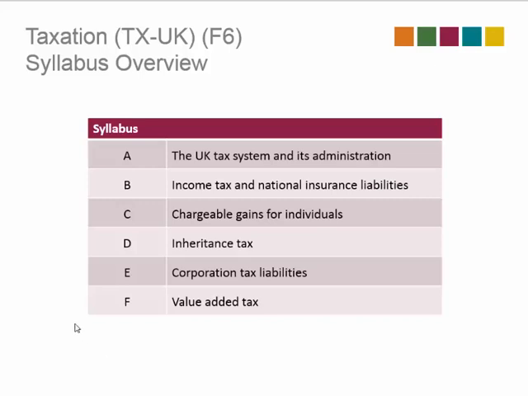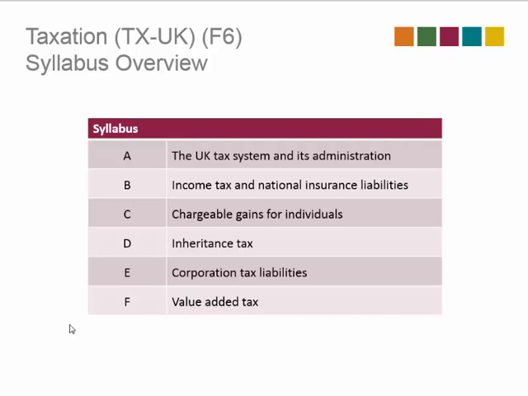Once we've dealt with the UK tax system, we move into Area B, income tax and national insurance liabilities. Now this is far and away the largest area of the syllabus and is where we will spend a significant amount of our time. It does form the largest part of the actual exam and therefore it will be time well spent. And this is looking at things like where we receive income either due to employment or self-employment. We might have other types of income, dividends and interest and so on.